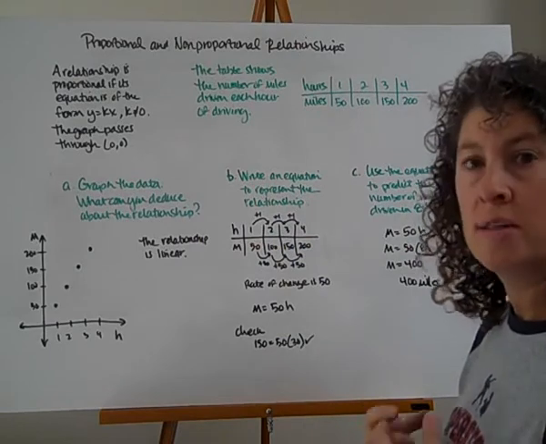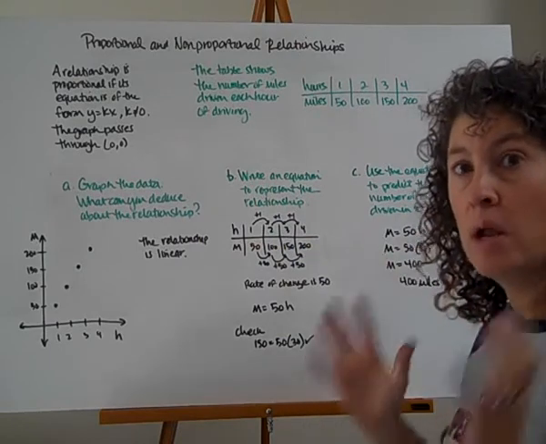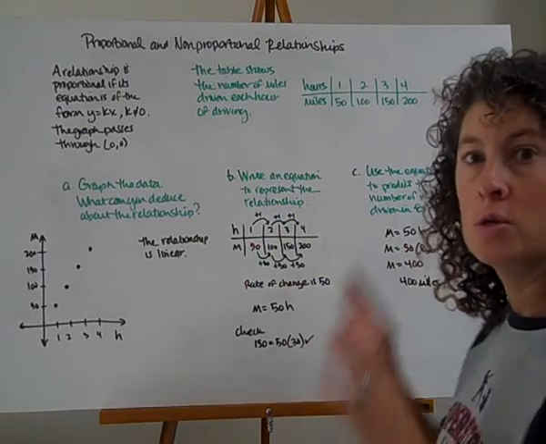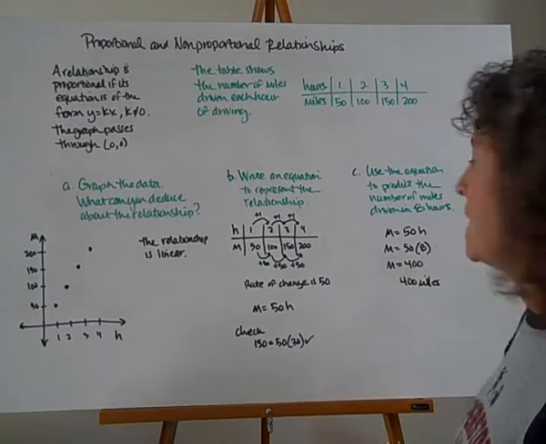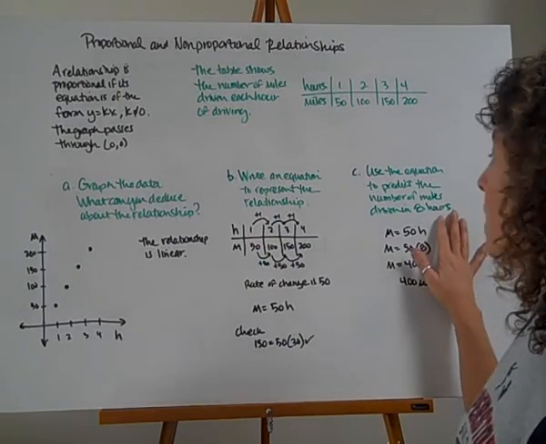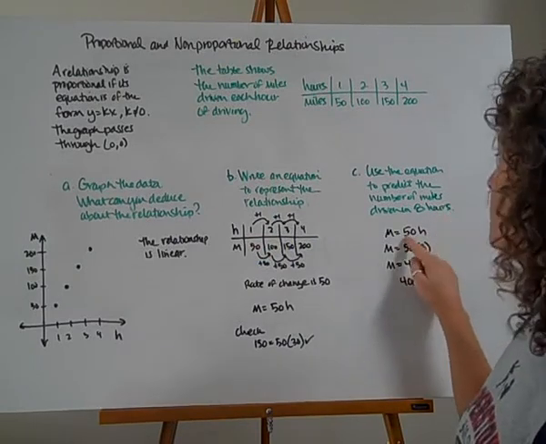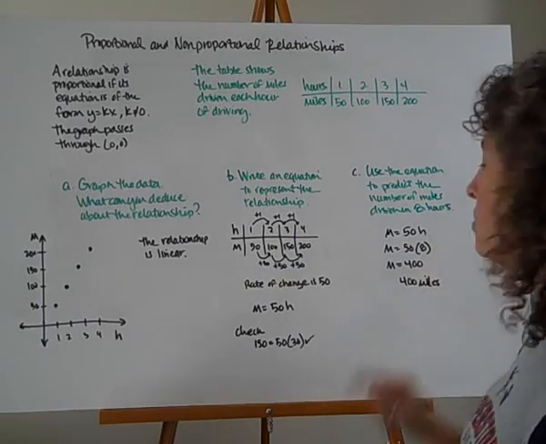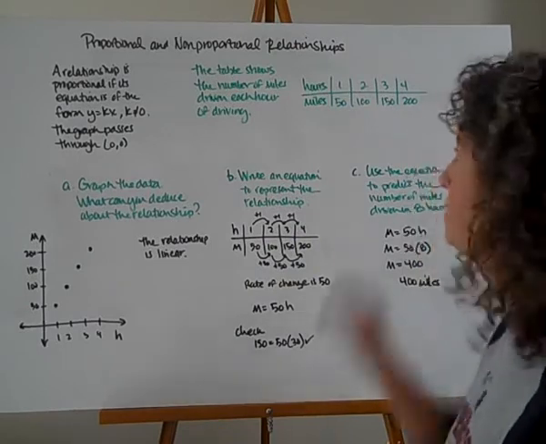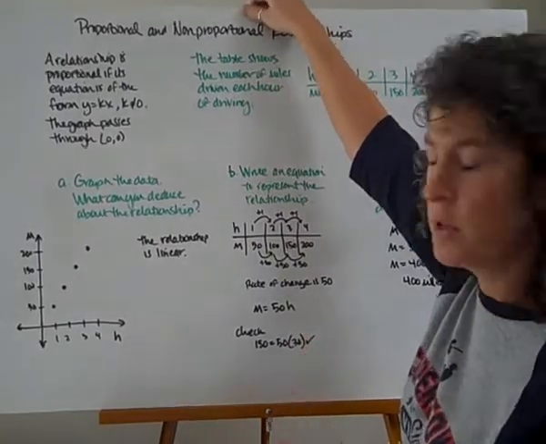We're looking to take that pattern, write a very general pattern, and use it in other situations. So we're using this general pattern that we just created here to help us predict what's coming next. So we want to talk about 8 hours. So our 50 miles times our hours, we plug in our 8 where the h is, and we come up with 400 miles in 8 hours. So these are our proportional relationships.